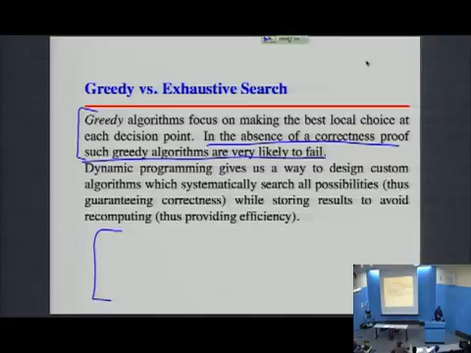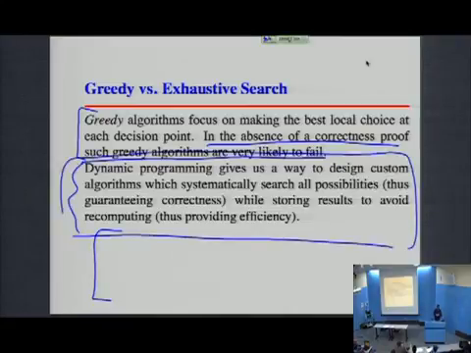Dynamic programming is going to occupy a middle ground here. We're going to design algorithms which systematically search all possibilities, so correctness is not going to be an issue, as it is with these backtracking things. How are you going to know your backtracking program is right? Well, I searched all permutations. What else could it have been? With dynamic programming, we're going to systematically search through all possibilities.